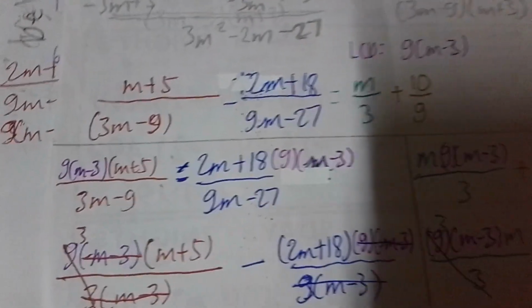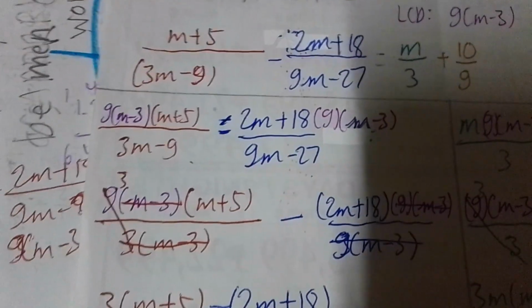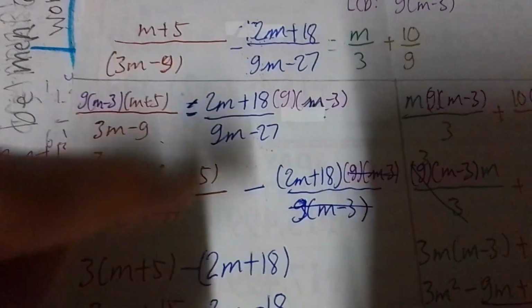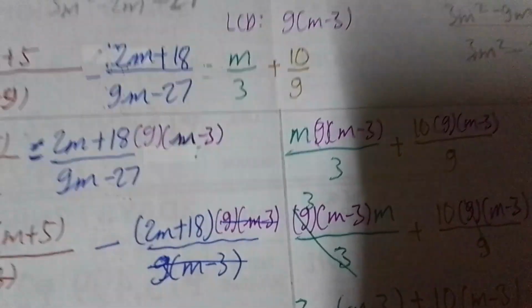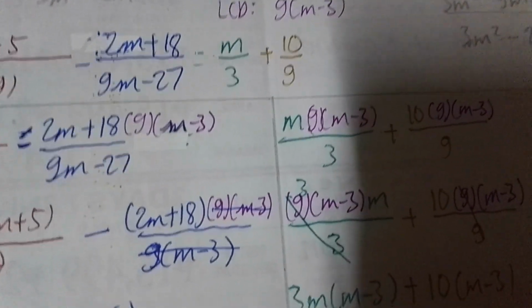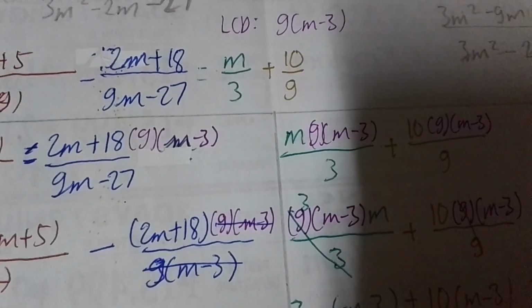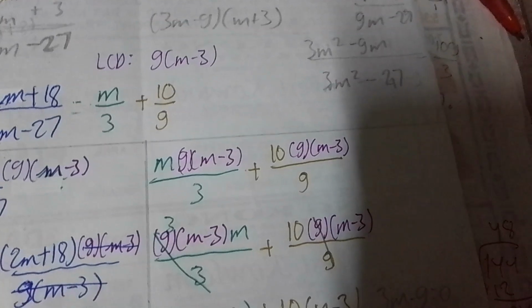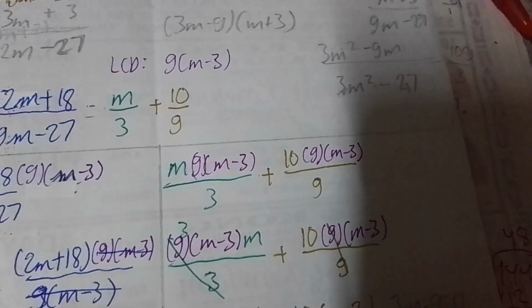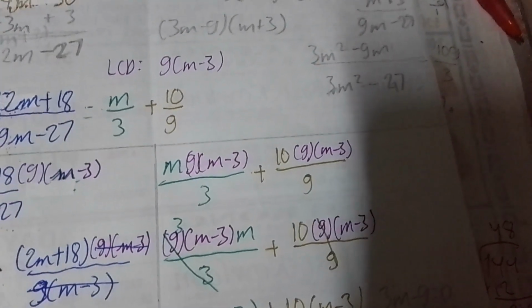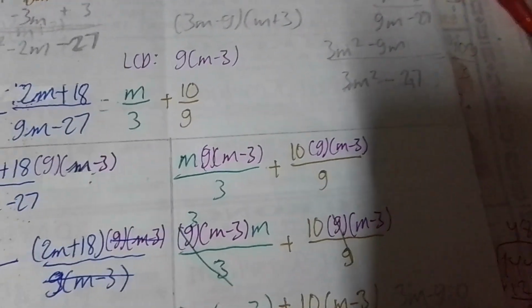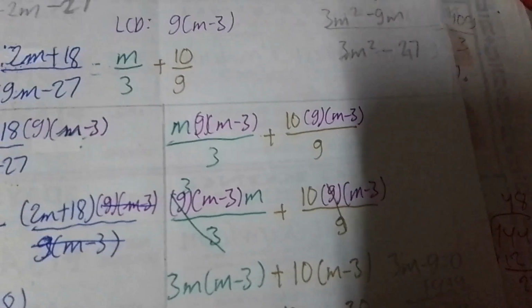Now I separate this into different forms. So now as you can see, we have this, diba? This one cancels and we're just left with 3 times m plus 5. This one, negative 2m plus 18, it's just itself, because the 9 times m minus 3's cancel out in the blue term. On the green term, we have 9 times m minus 3. The 9 and 3 cancel, which changes the 9 to 3. 9 divided by 3 is 3. So it's 3 times m minus 3.